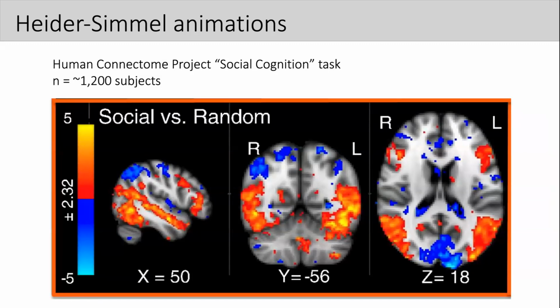So the Human Connectome Project, which is a large-scale scanning effort for healthy controls, used a variant of this Heider-Simmel task where they had 5 animations intended as social and 5 intended as random, as literally a social localizer for the social regions of the brain. Here you can see the results, and you probably recognize your canonical social brain areas that are more active when people are watching those animations intended to look social versus the random ones.